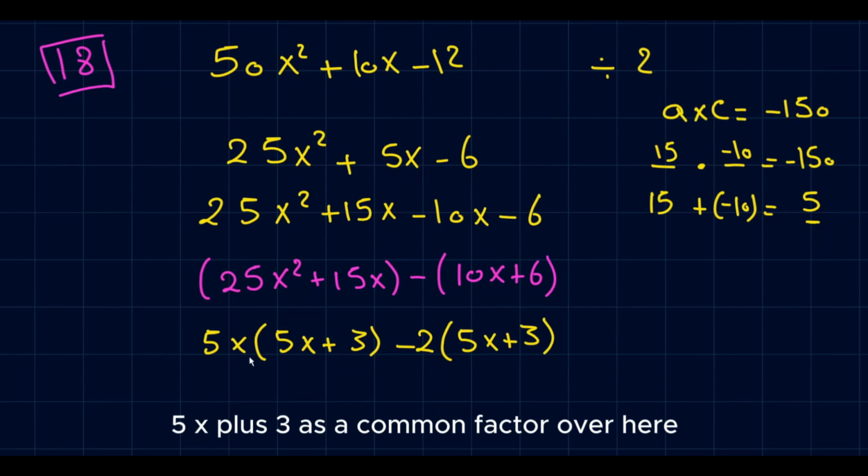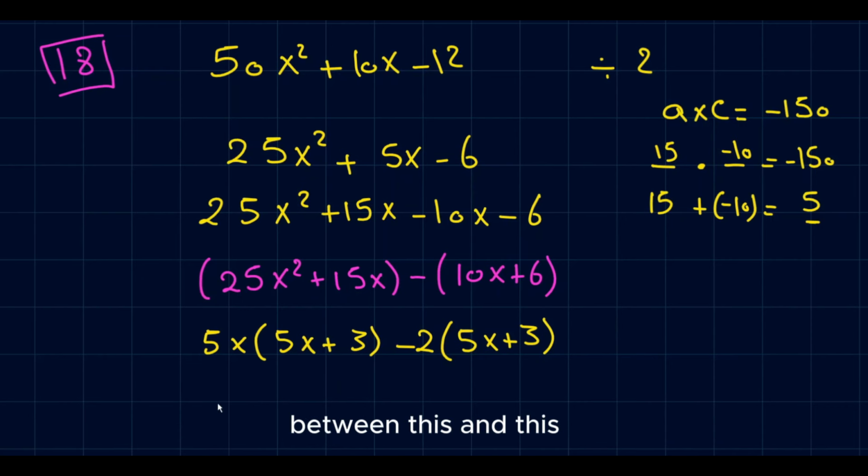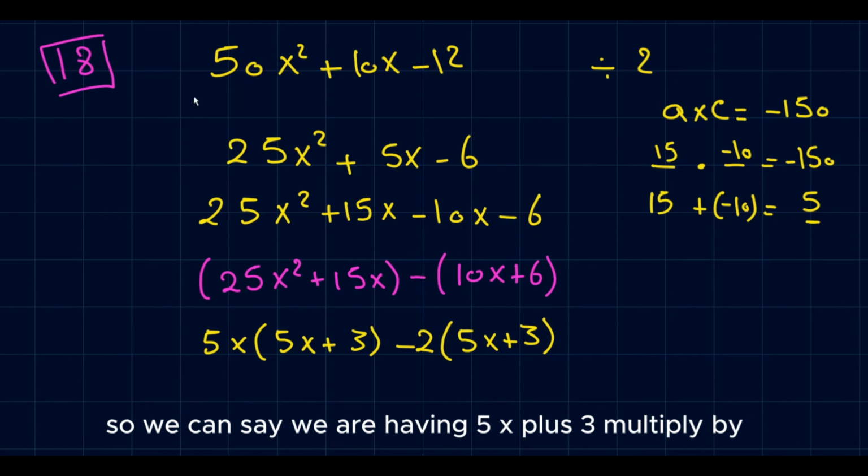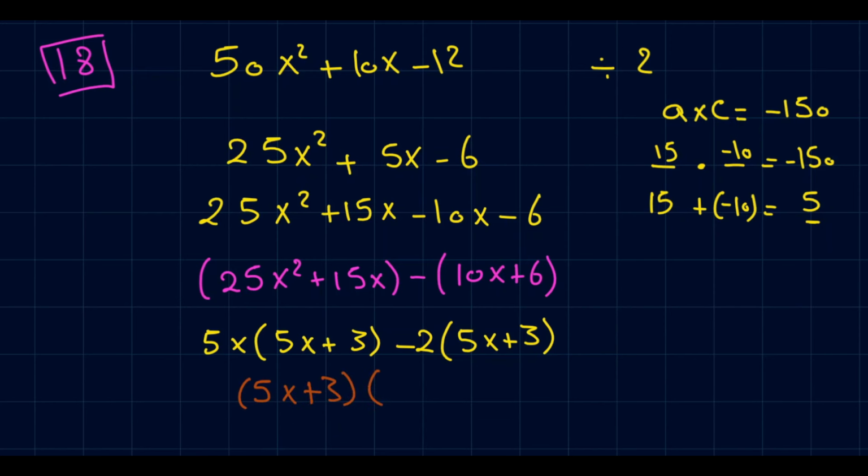And that's it. We have 5x plus 3 as a common factor between this and this. And now we are having 5x plus 3 as a common factor. So we can say we are having 5x plus 3 multiplied by 5x minus 2.